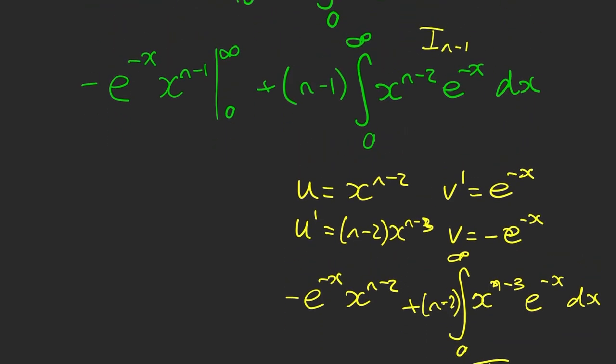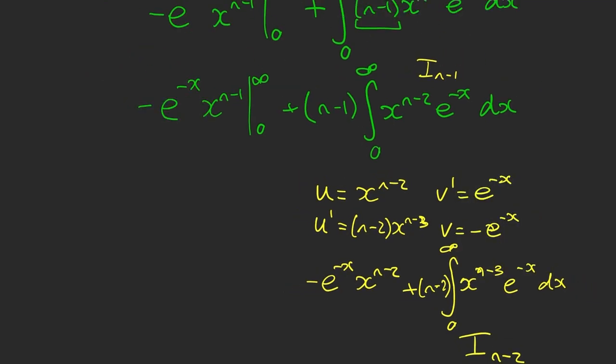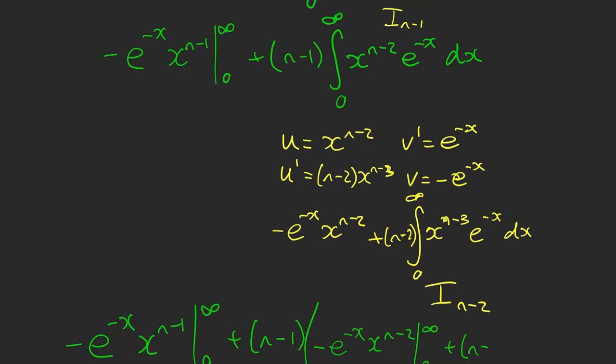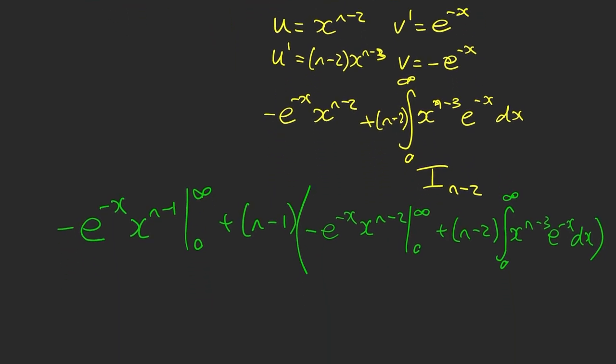So let's just quickly rewrite what we've got so far. If I zoom out really quick, we've got negative e to the negative x, x to the n minus 1 from 0 to infinity, plus n minus 1 times negative e to the negative x, x to the n minus 2, evaluated from 0 to infinity, plus n minus 2, the integral from 0 to infinity of x to the n minus 3, e to the negative x dx. That's what we've got so far.